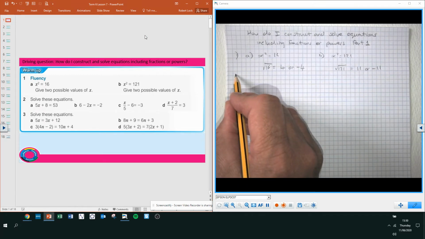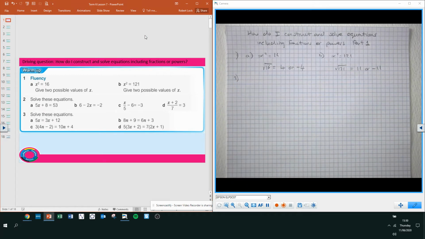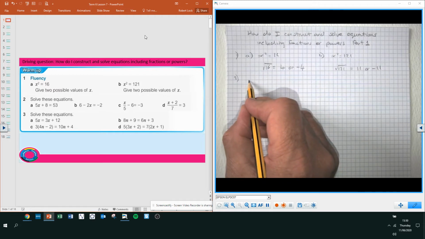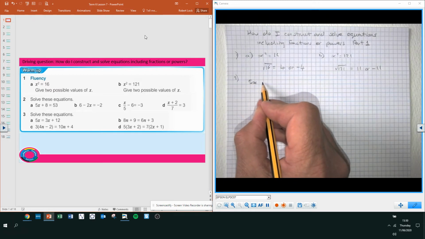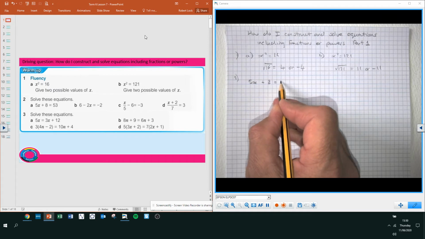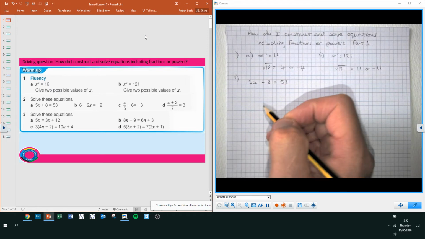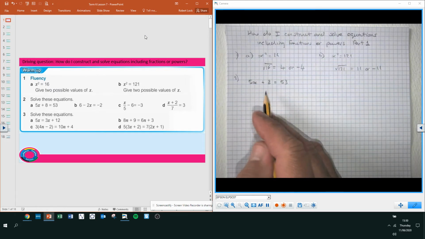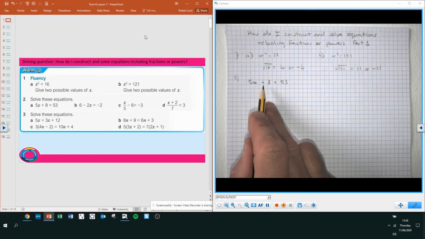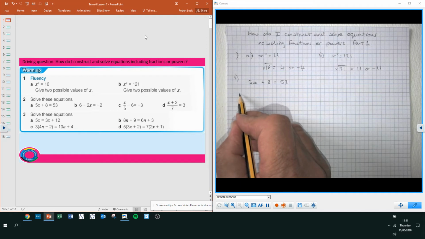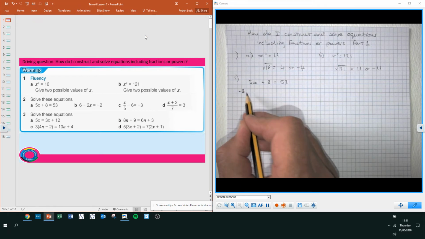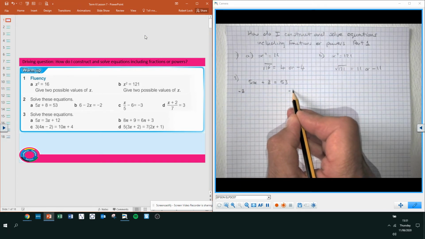Question 2. Solve these equations. 5x plus 8 equals 53. As well, we get the letters all on one side, on the left-hand side, so we just get rid of the numbers here. That's a plus, the opposite, the inverse, is a minus, so minus 8 that side, minus 8 on this side as well.